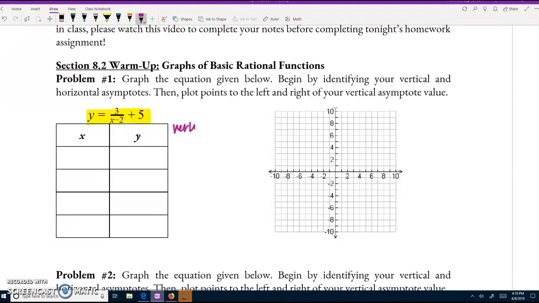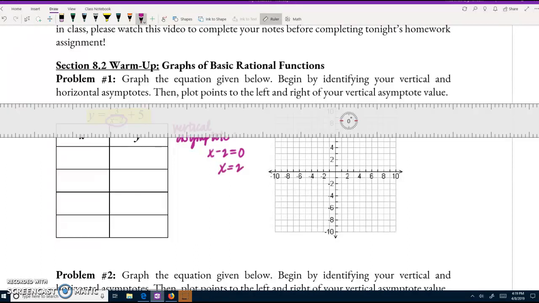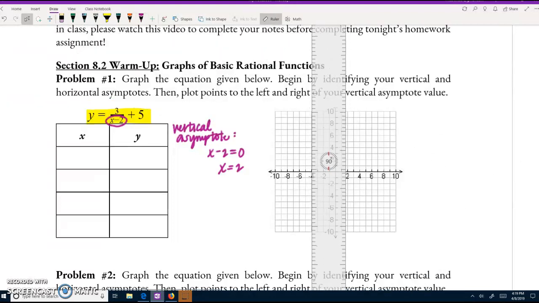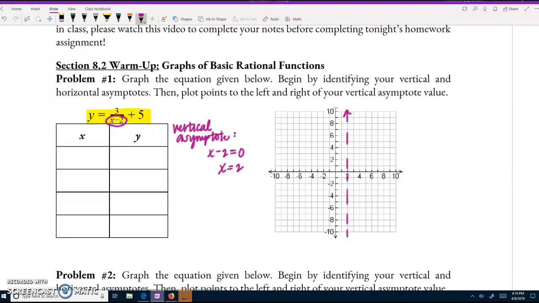So first up, you want to find your vertical asymptote. So remember, an asymptote is a line that our graph will approach, but will never actually touch for these rational functions. So my vertical asymptote happens where I try to divide by 0 in the denominator. So I want to take x minus 2 and set it equal to 0, which means that x equals 2 is going to be my vertical asymptote. So if I grab my ruler, I want to sketch a dashed line right at 2 to show that I will have pieces of my graph on either side, but no points actually at 2.